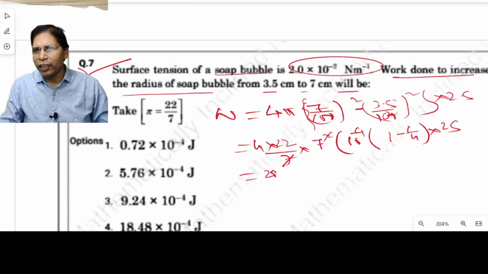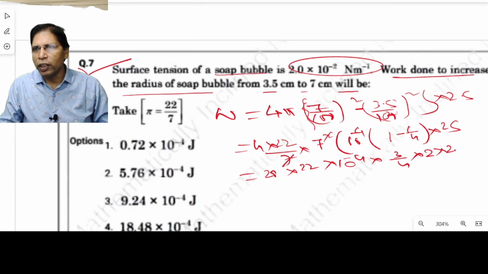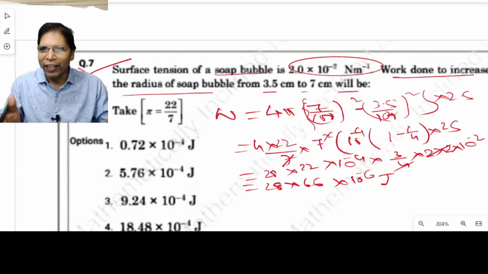So look at this. This is the 28 into 22 into 10 to the power minus 4 into 3 by 4 into 2 into s, which is 2 into 10 to the power minus 2. This and this cancel out. So look at this, 28 into 66 into 10 to the power minus 6 joule is the work done.